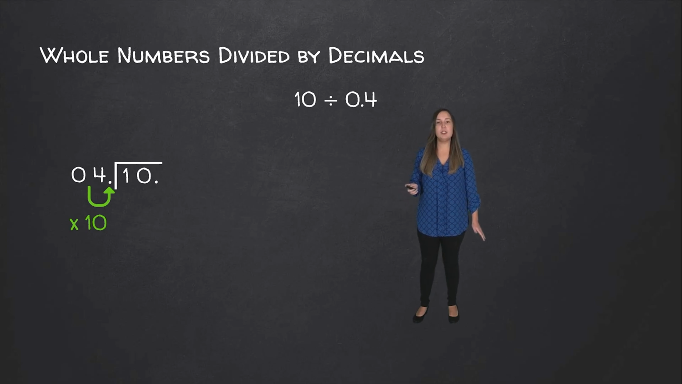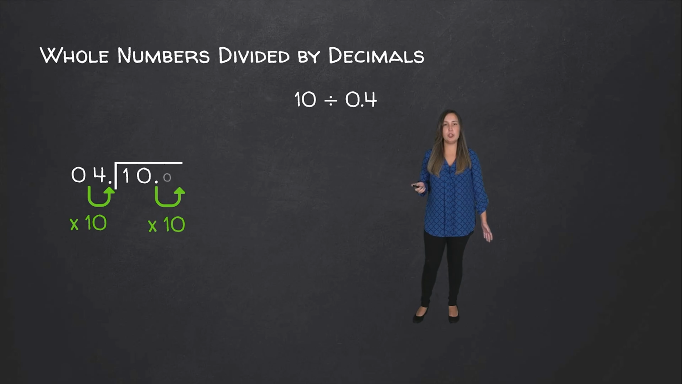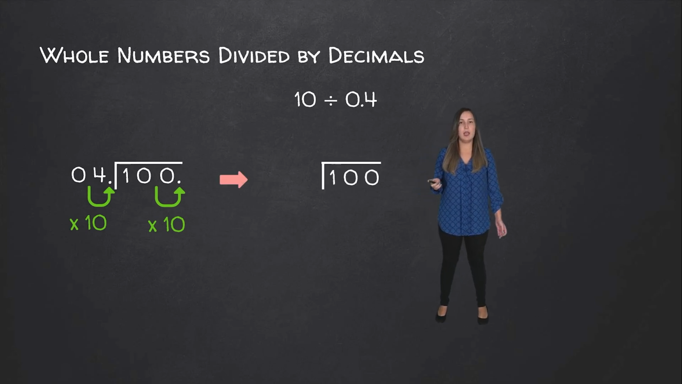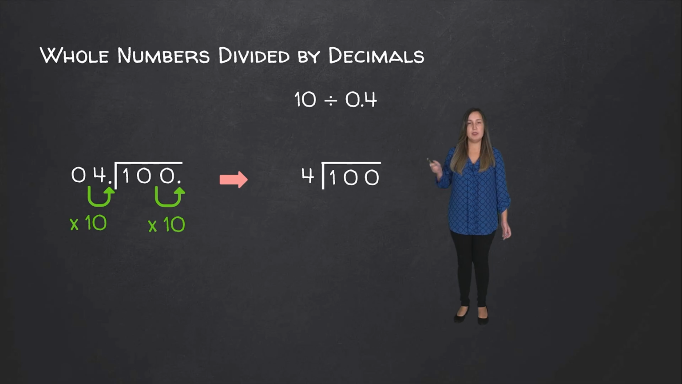Whatever we do to our divisor, we also have to do to our dividend to ensure that the value of our final answer, our quotient, does not change. So we multiplied both our divisor and our dividend by 10, and that now gives us 100 divided by 4. That means that 10 divided by 4/10 would give us the same answer as 100 divided by 4. Then we just divide normally.